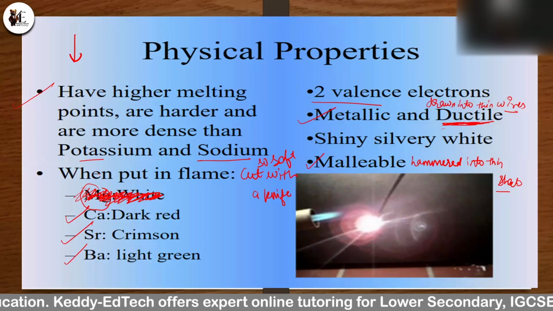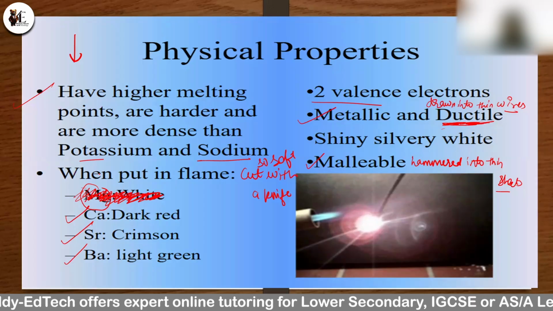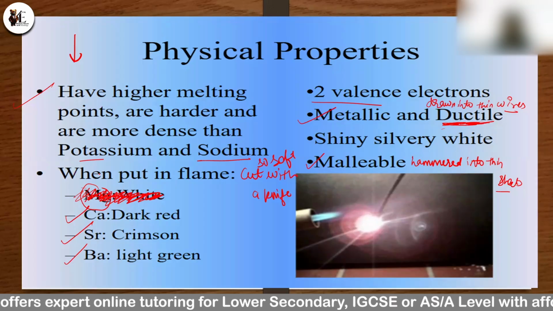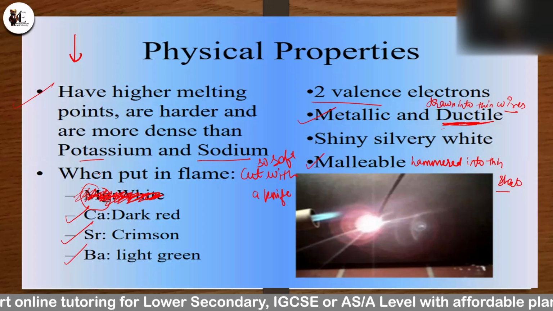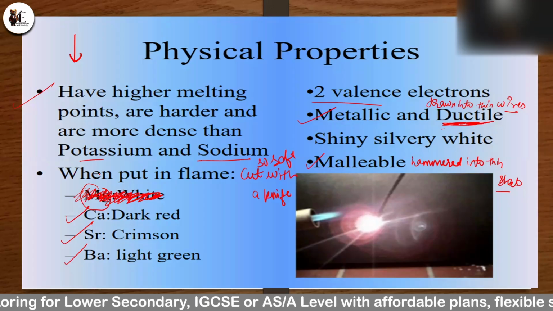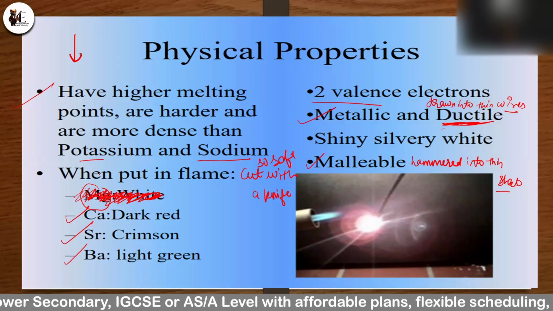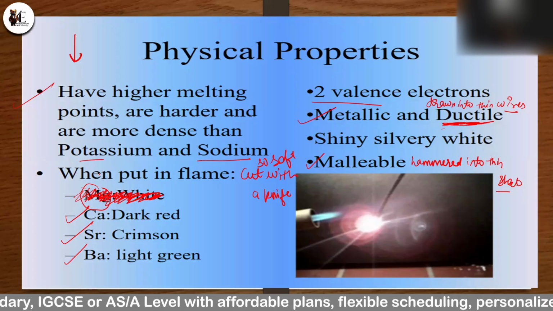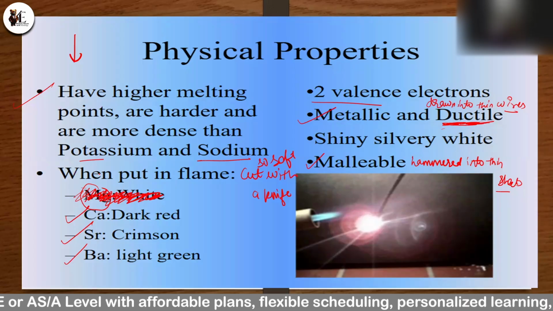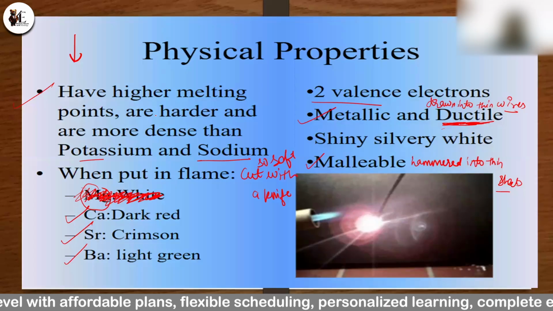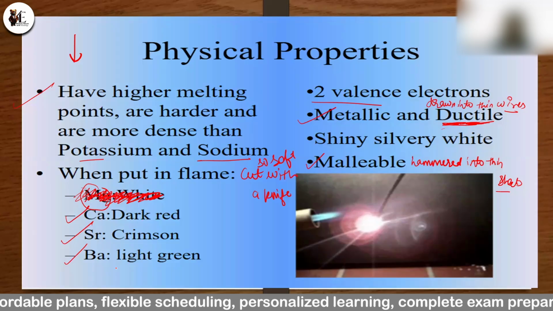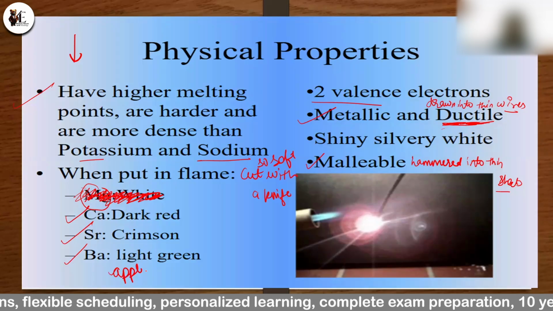So for calcium, it's dark red. Strontium, crimson, then barium, light green. Light green, or we also call it apple green.